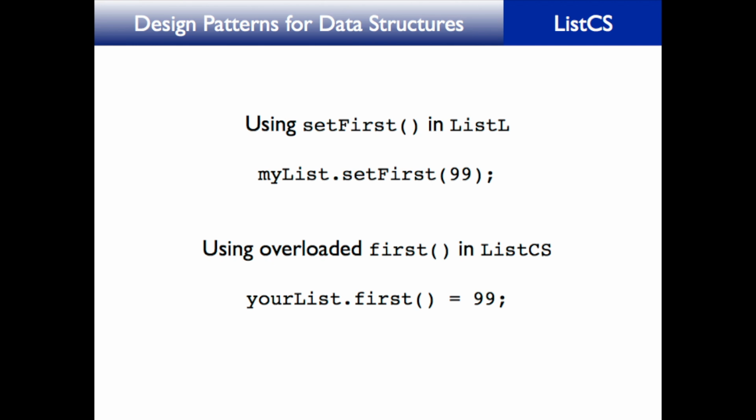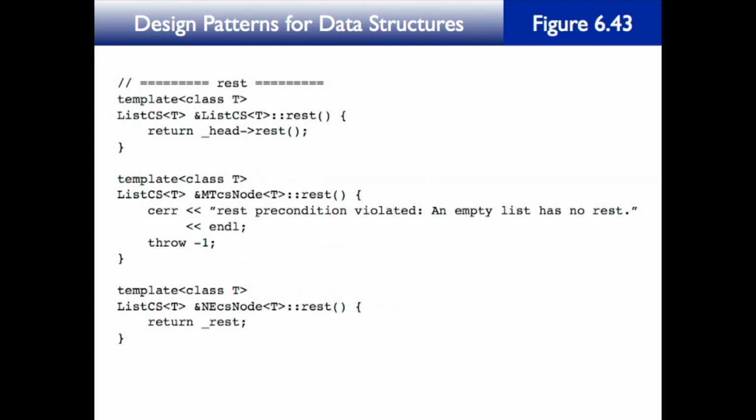Instead, what we do is we overload the first method. Because we overload the first method, we don't need setFirst. So the way you would do the same processing in list CS, if you want to set the first element of your list to 99, there is no setFirst. You say yourList.first gets 99. So the dot first can be used, even though it's a method, on the left-hand side of an assignment statement.